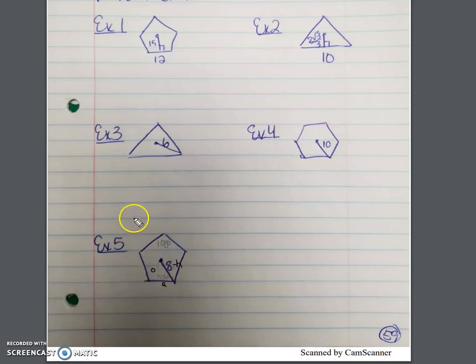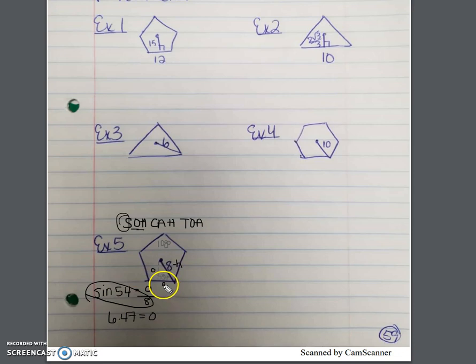So we have SOHCAHTOA, and that was our little mnemonic device that helped us remember our trig functions. And I need opposite and hypotenuse, and that means I'm going to be using a sine function. So sine of 54 degrees is equal to opposite over 8. And in this situation, I'm going to cross multiply. And when I type that into my calculator, I get 6.47 is my opposite side. Make sure your calculator is in degree mode.